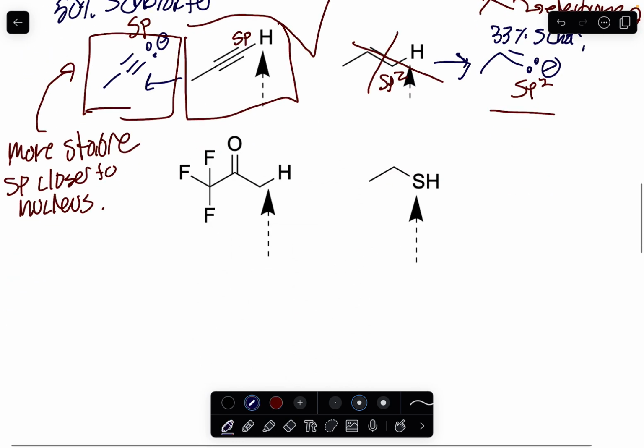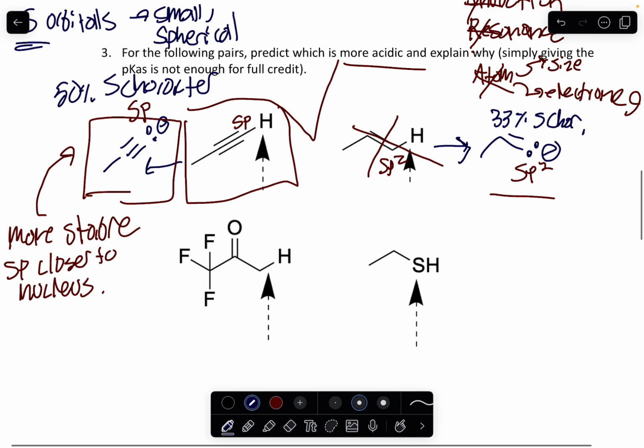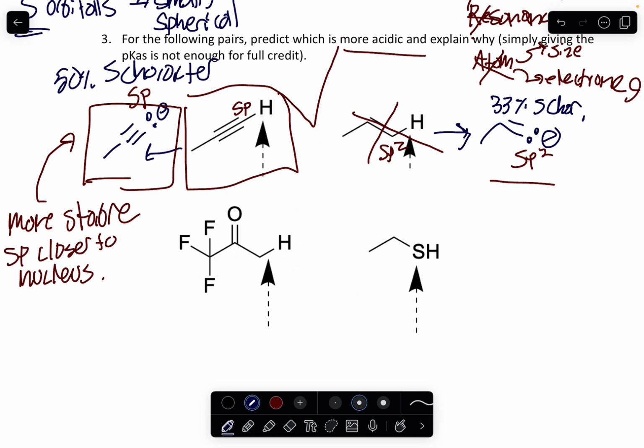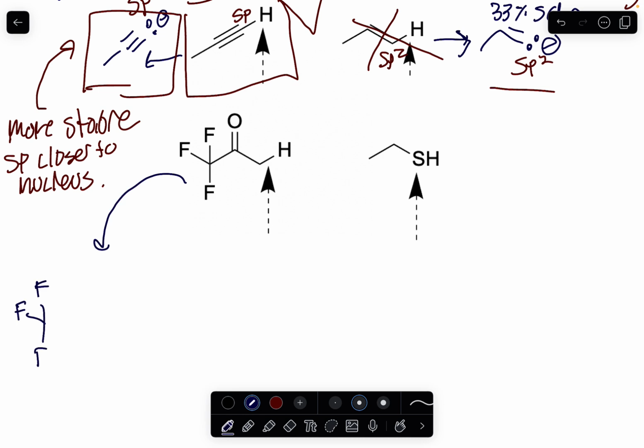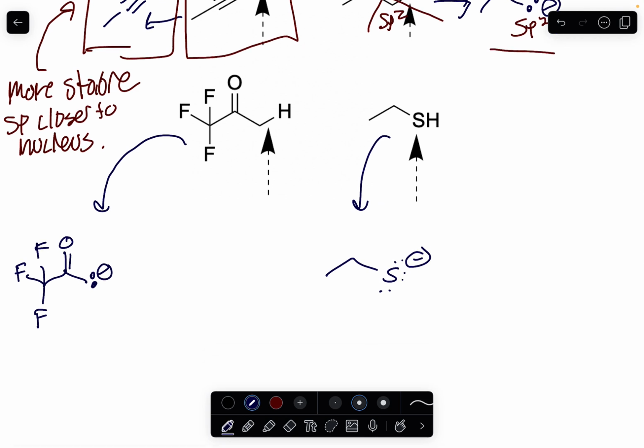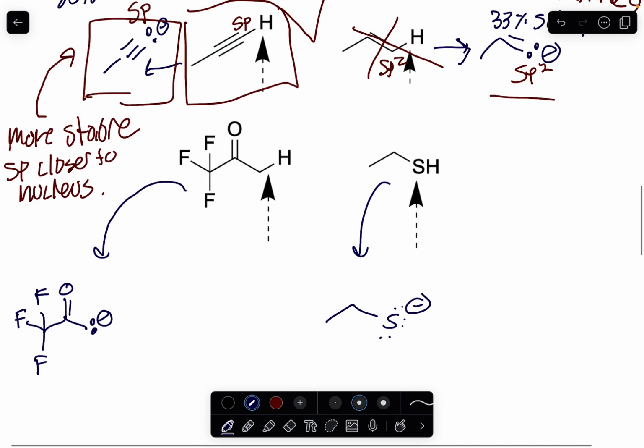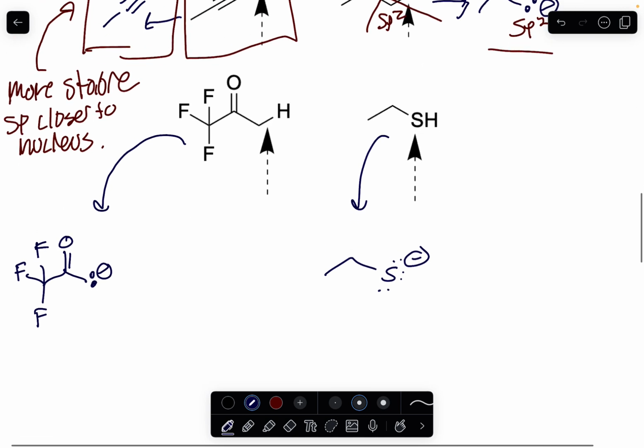Got it. Last problem on the worksheets. We want to predict which one's more acidic here and why. What is the first step to solving this problem? Of course, it's going to be to draw the conjugate base out. So here we have our conjugate bases for these species. Now we need to go through the list and ask ourselves what factors are going to be playing a role here.